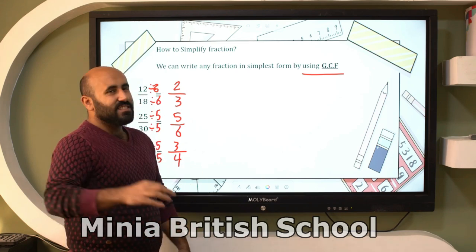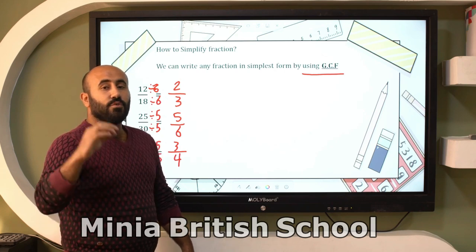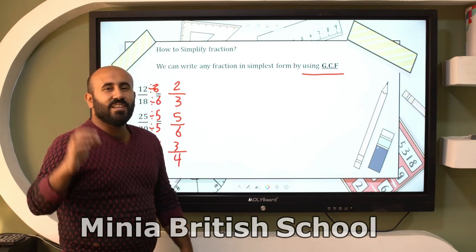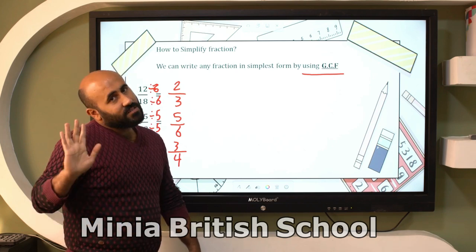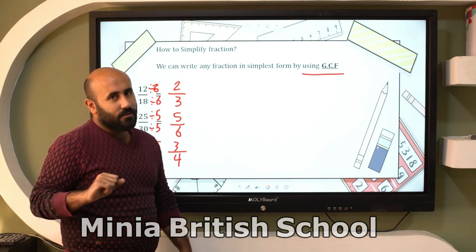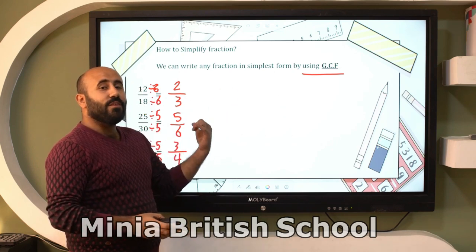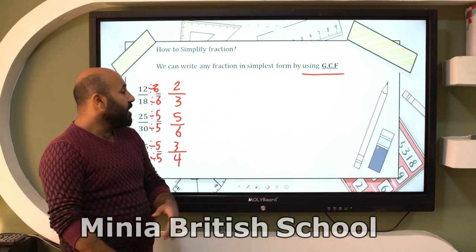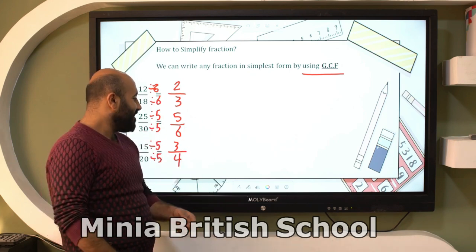And this is the most important part. In this term, you must get the result in its simplest form. This is a must. Otherwise, you will lose a mark, okay? But it's simple. Get the GCF, divide both the numerator and denominator by the GCF, and you will find the simplest form easily, okay?